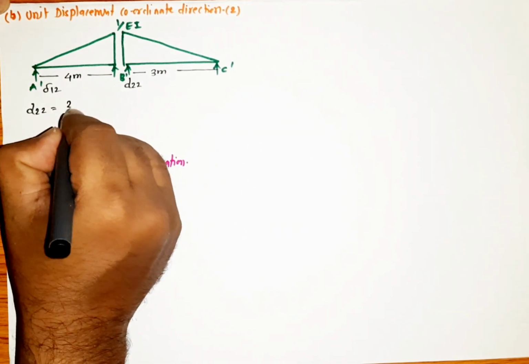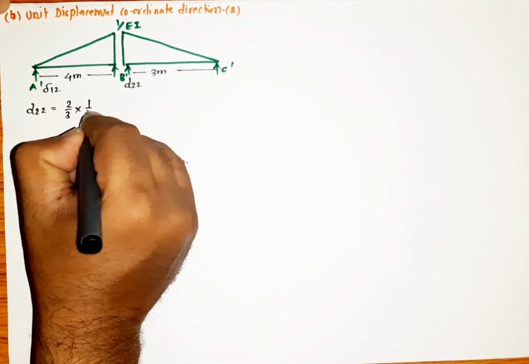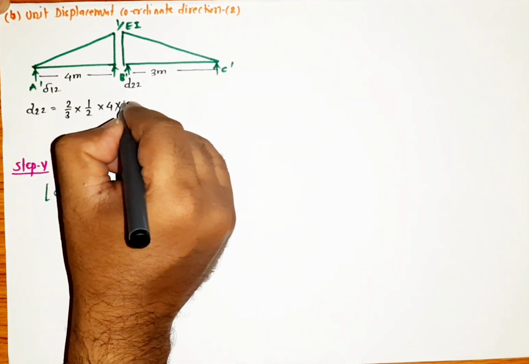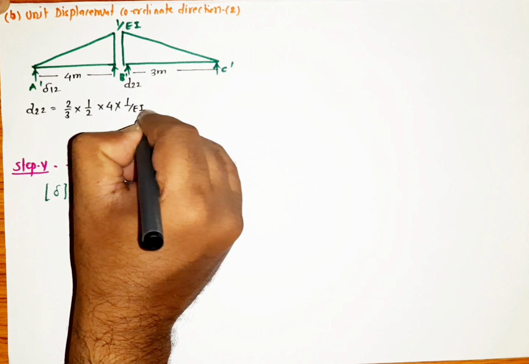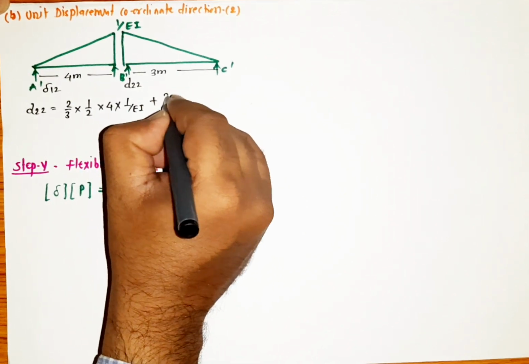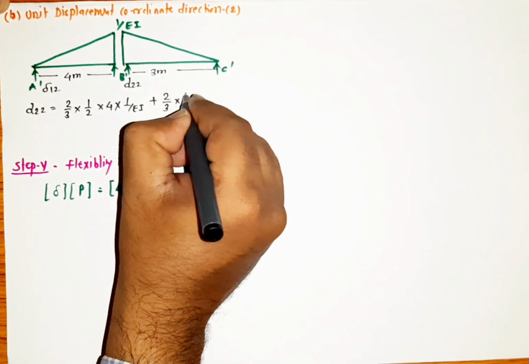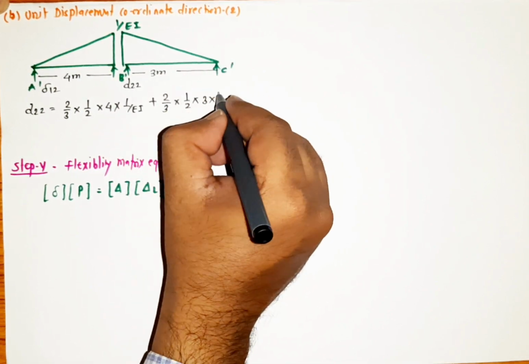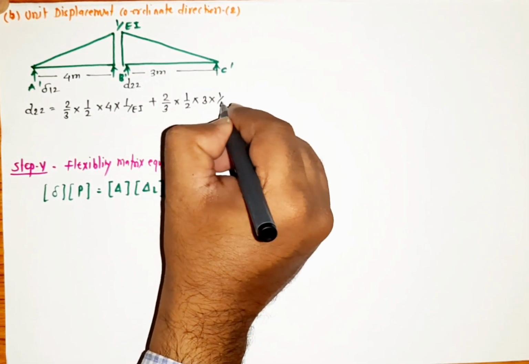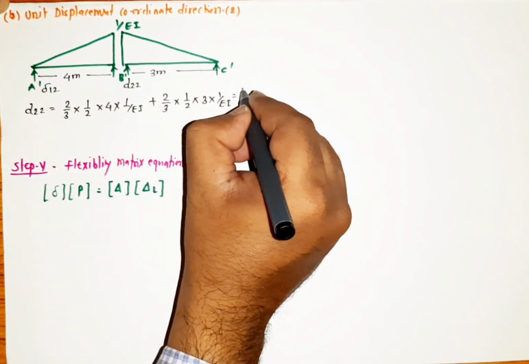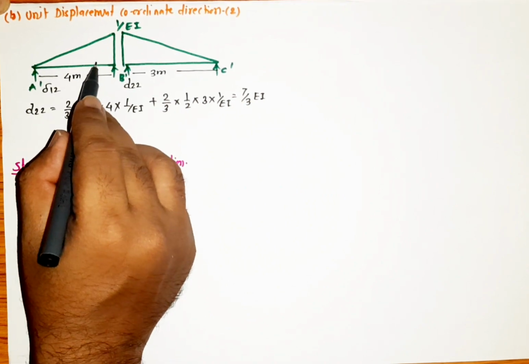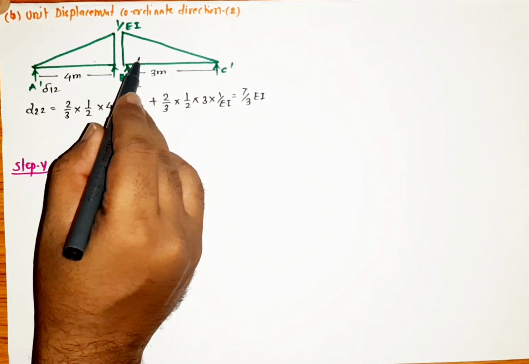That will be 2/3 of 1/2 base into height for this first triangle, plus 2/3 of 1/2 base into height. Height is 1 upon EI. So when we calculate it, it will be 7/3 EI for this first triangle and then the second triangle.